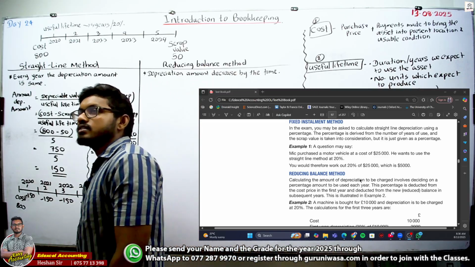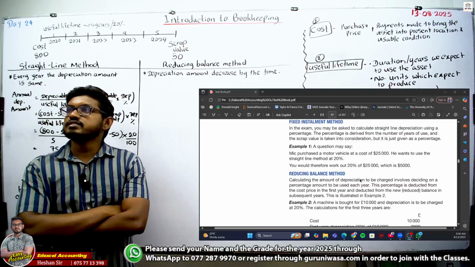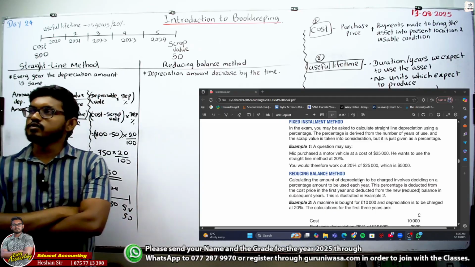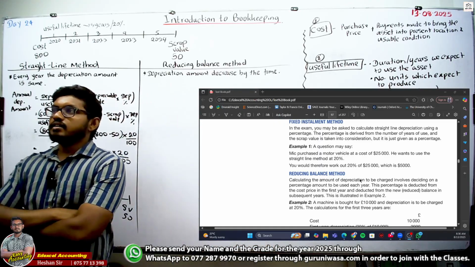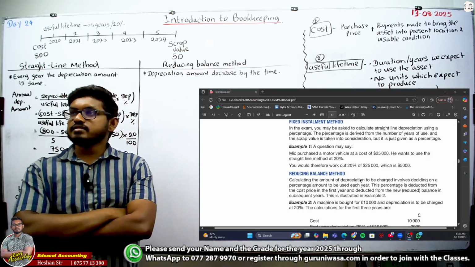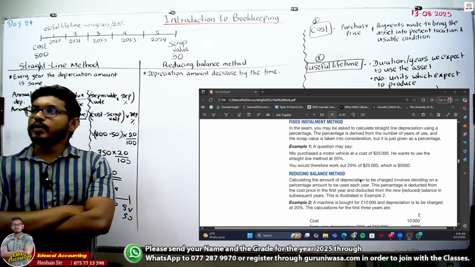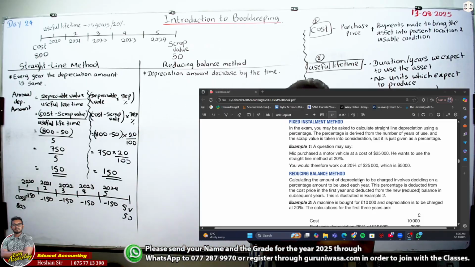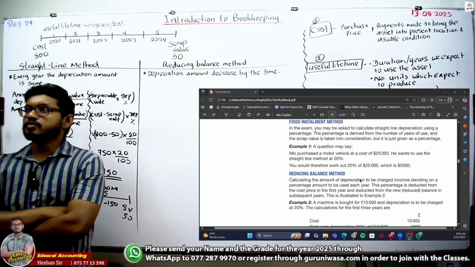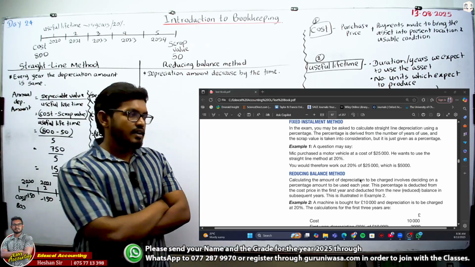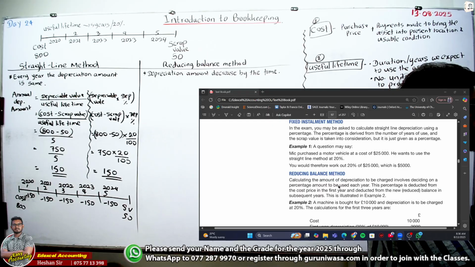Fixed installment method. In the examination, we may be asked to calculate straight line depreciation using a percentage. The percentage is derived from the number of years of use, and the scrap value is taken into consideration. But it's just a percentage. A question may say, Mike purchased a motor vehicle at a cost of 25,000. He wants to use the straight line method at 20%. So as I told you, you would work out 20%, which means 5,000. Same, right? I told everything in a proper manner, so we discussed everything in a proper manner.